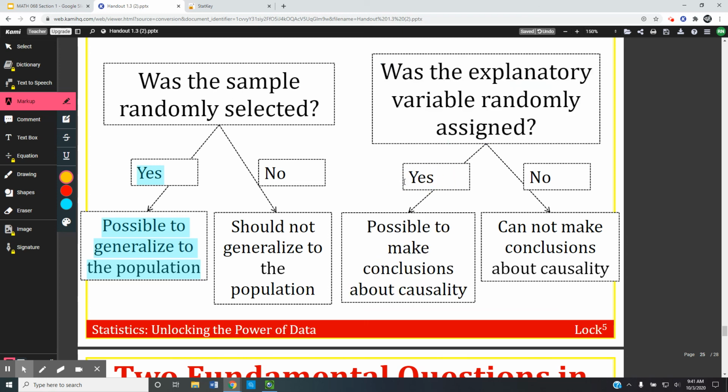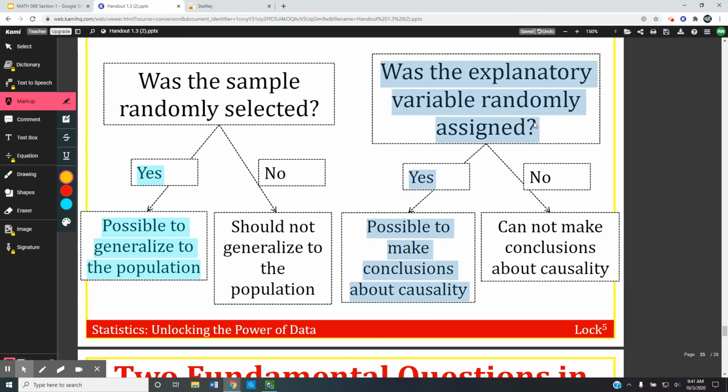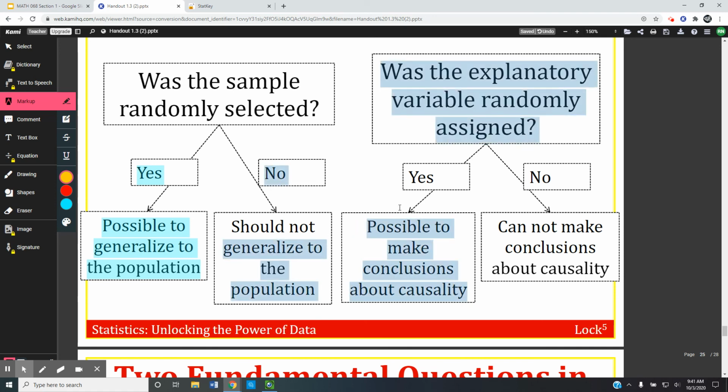Did you, oops, that was too much. I gotta make that go away. Delete. There we go. Did you randomly, it keeps doing it to me. I'm sorry. Did you randomly assign the variable? Yes. If that, you can make a causality statement about it. Okay. Causality. I'm going to try it one more time. Boom. Oh, look at that. Too much. It's going crazy on me. I'm sorry.